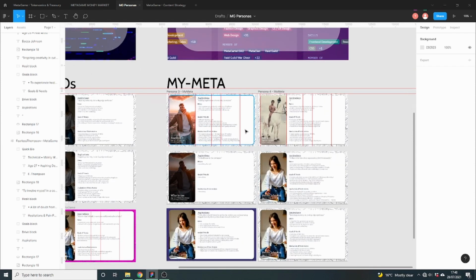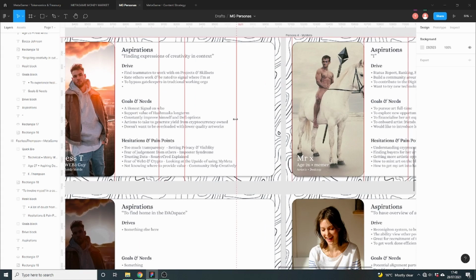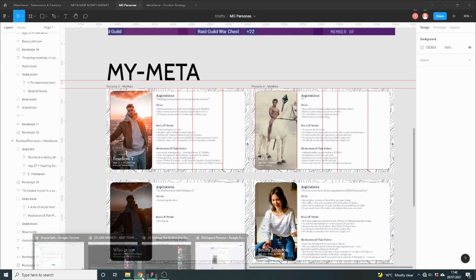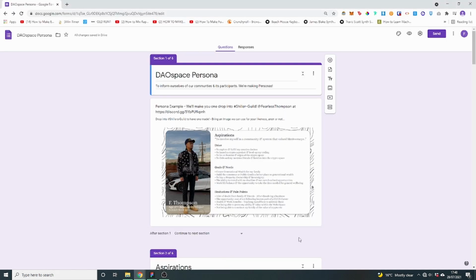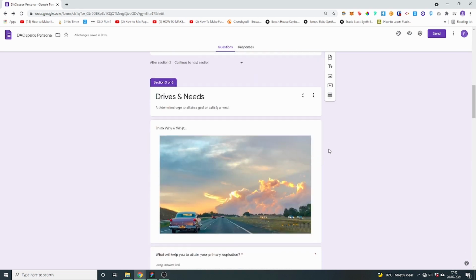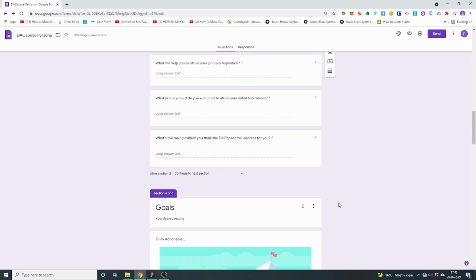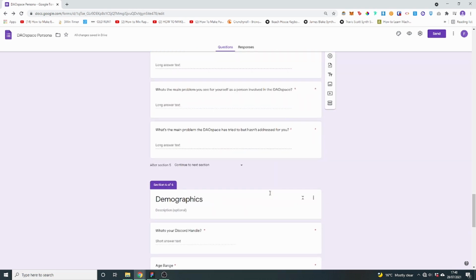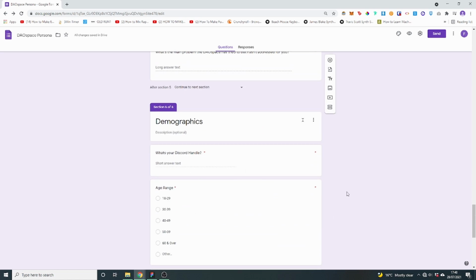And what I've done, instead of having people come into the Figma and try and fill one of these out, because I think for a lot of people Figma is a bit fiddly, is I've created a quick little Google form. Super simple. It's just a persona form. Idea being, you pop in, put your aspirations down, your drives, your needs, answer the questions, your goals, hesitations and pain points, and then some of your demographics.